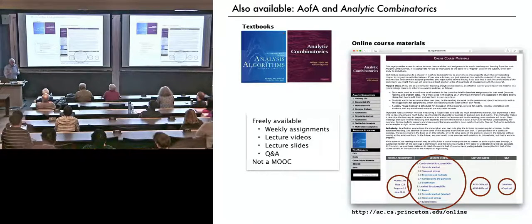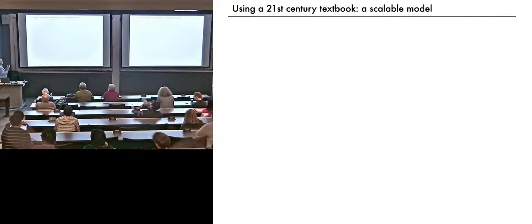Analytic combinatorics is a course that maybe I could get 8 or 10 Princeton students to sign up for. Last year, I think something like 30,000 people took it. Pretty good. Not much more work.